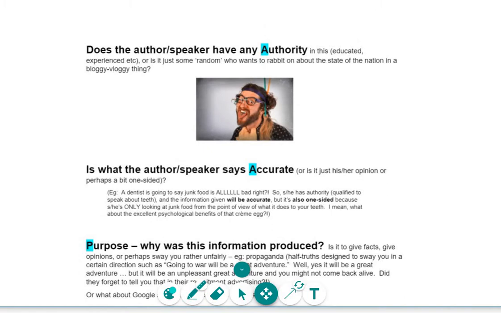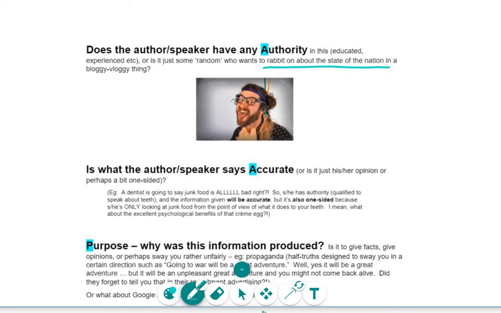Okay, so is it just some random who wants to ribbit on about something, or is the person whose website you're on actually an authority? Now, generally with books, a publisher will only go near them if the person has some authority on the subject, so it's a safer bet.